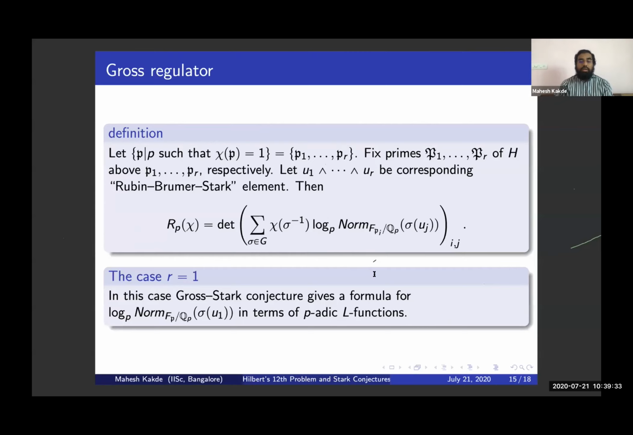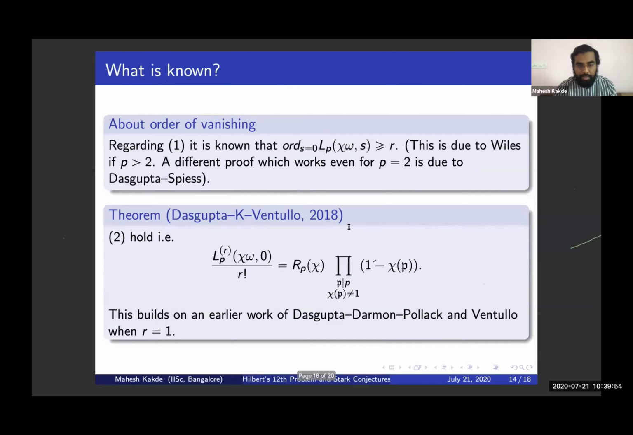All right. So what happens when R is 1? This is simply a number. It's not a matrix, it's just a 1 by 1 matrix. And so you get a formula for log P of norm of the Brumer-Stark unit. Because this thing is just a number now. This is just a summation of chi sigma inverse log P of norm of sigma U. And this is the L value, and this is some other thing.